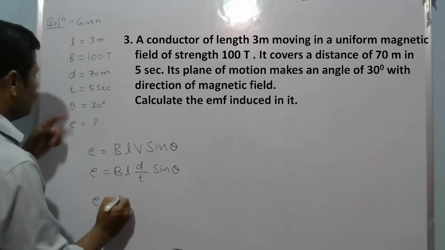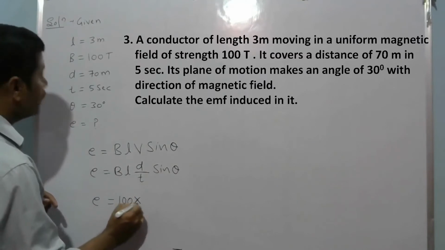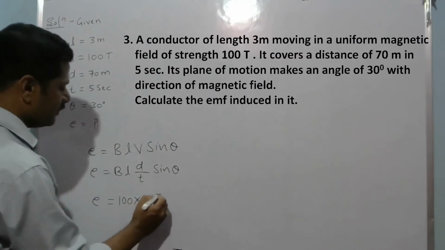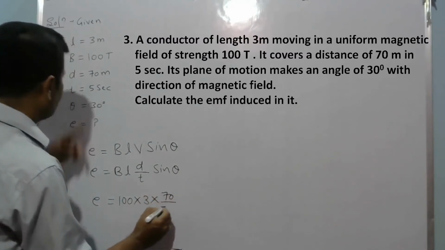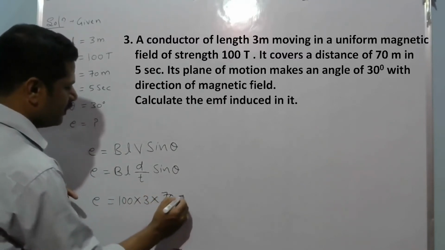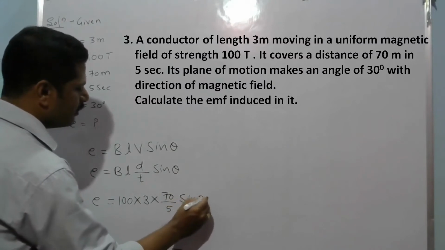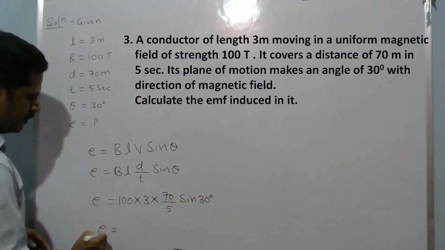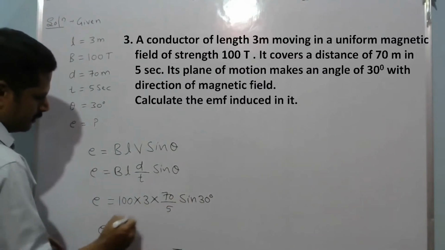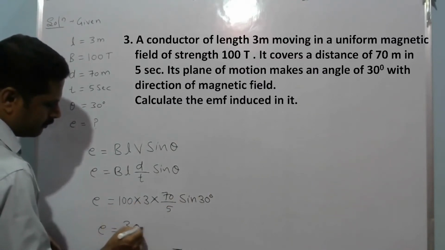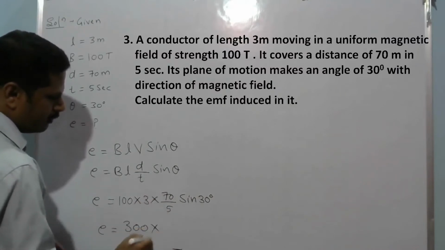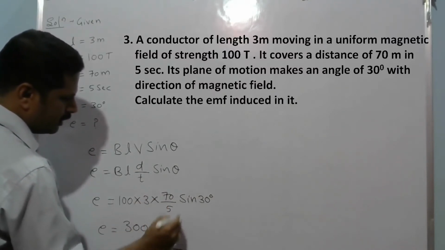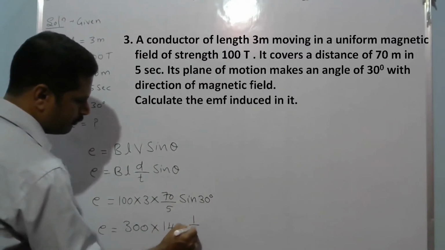That is, B equals 100, and the length of the conductor is 3 meter, and distance covered by the conductor in the magnetic field is 70 meter divided by the time, which is 5, and sine of the angle 30 degree. So we know that EMF equals 300 into 70 divided by 5, that is 14, and sine 30 value is 1 by 2.